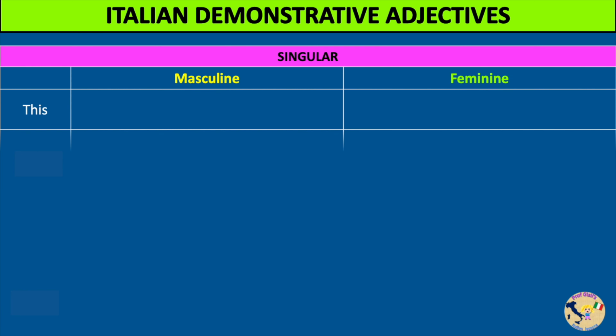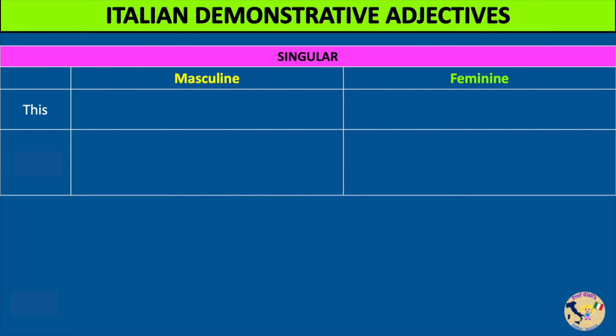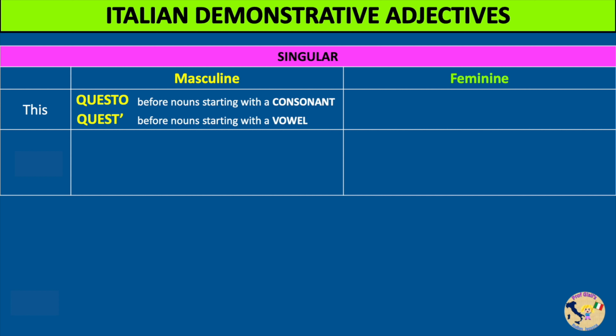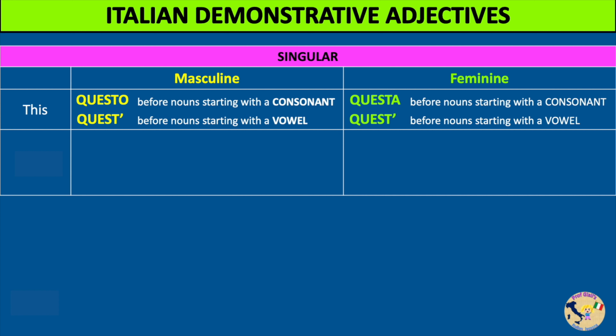We start with singular masculine and feminine forms. In Italian, there are two singular masculine demonstrative adjectives equivalent to English this: questo, used before nouns starting with a consonant, and quest', with apostrophe, used before nouns starting with a vowel. For the feminine, we have questa, used before nouns starting with a consonant, and again quest', with apostrophe, used before nouns starting with a vowel.